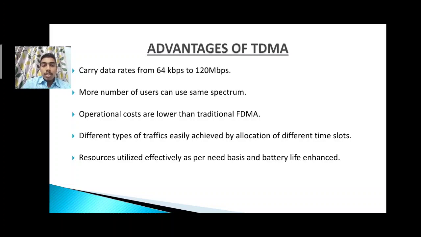More users can use the spectrum. That means lots of people can use this spectrum to transmit data. Operational costs are lower than traditional FDMA. That means the operation of TDMA is normally cheaper compared to FDMA. Different types of traffic are easily handled by allocation of different time slots. Resources are utilized effectively on a need basis, and battery life is enhanced.